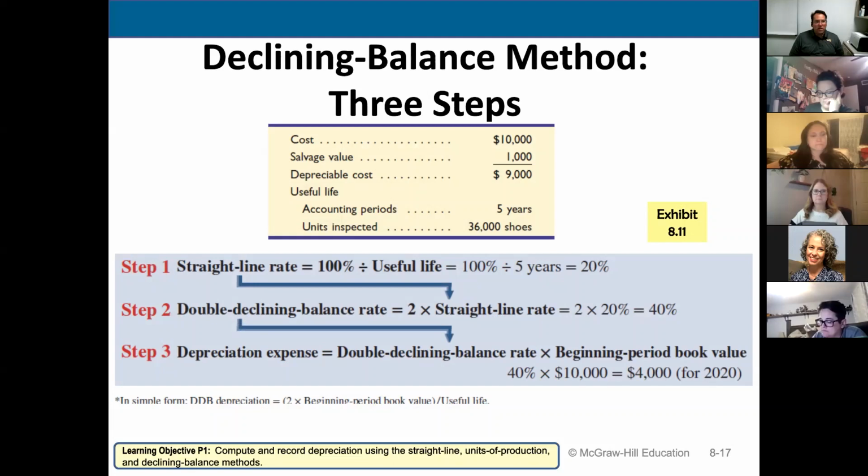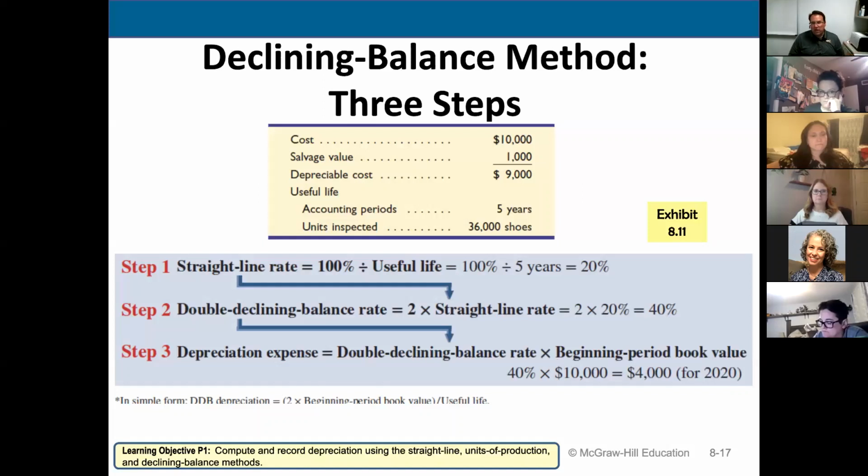So the straight line rate for an asset with 5 years in its useful life is 100% divided by 5, which is 20% per year. That just means if we were using straight line depreciation, we would be depreciating 20% of the depreciable cost per year, or 1/5. Then using the declining balance method, we're going to double that rate. So if our straight line rate was 20%, then we're going to double that to 40%. And now to find our depreciation expense, we're going to take our double declining balance rate, which is 40% on this one, and we're going to multiply that by the book value of the asset.